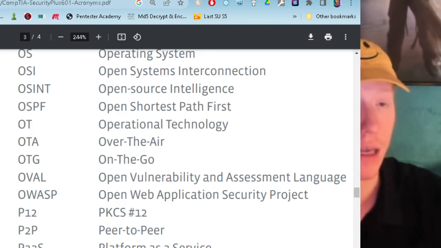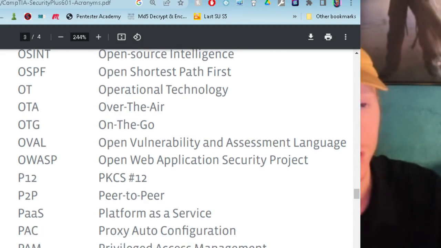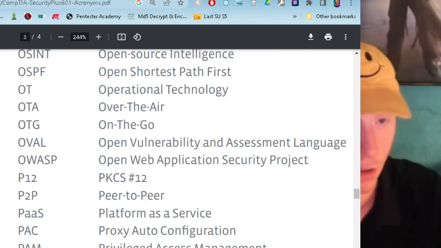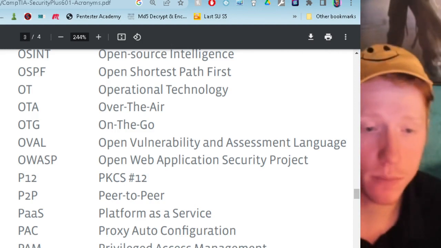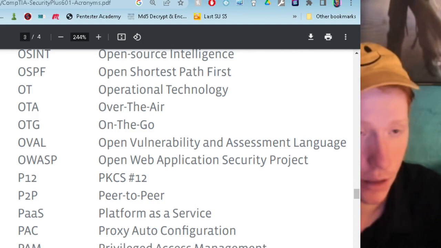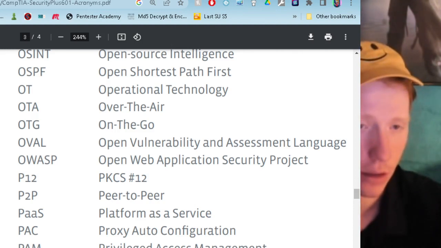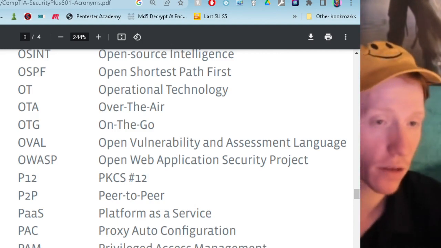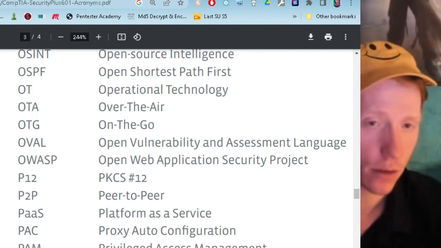OSINT is Open Source Intelligence. The OSPF is the Open Shortest Path First Protocol. The OT is Operational Technology, but OTA is over the air. OTG is on the go. OVAL is the Open Vulnerability and Assessment Language. The OWASP is the Open Web Application Security Project.